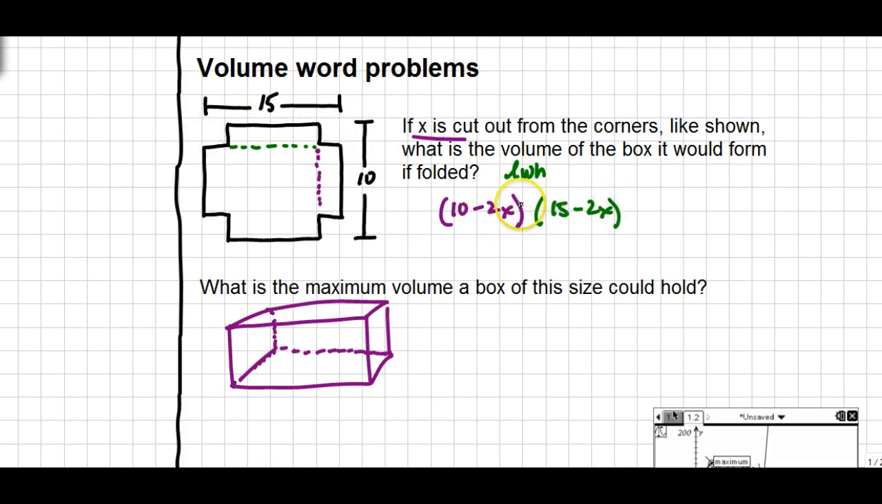Be careful now, that's length and width, we still need a height. When you fold it, the height becomes the amount that you cut. So we're going to put x on the end. Students typically get stuck here and struggle with what to do with the x. Do you distribute it to the green, or do you distribute it to the purple, or do you distribute it to both?